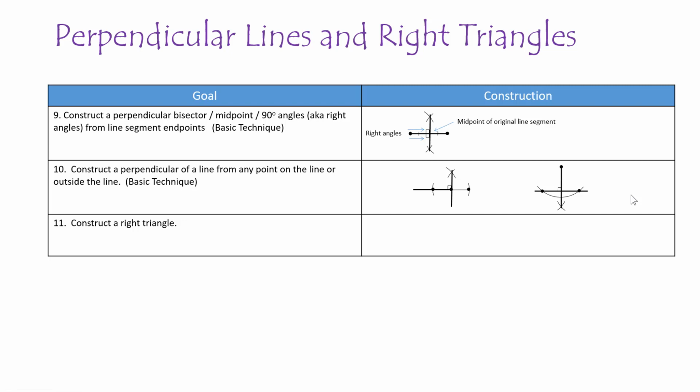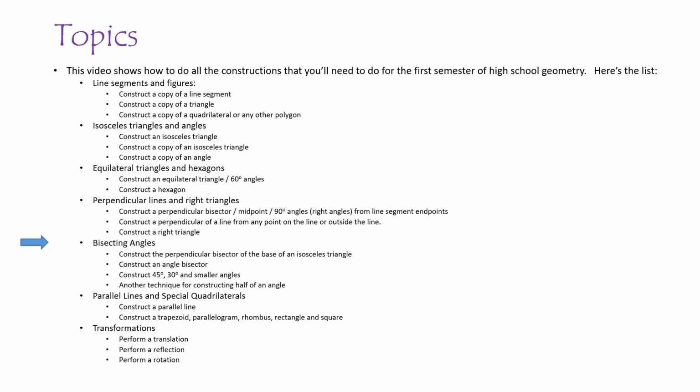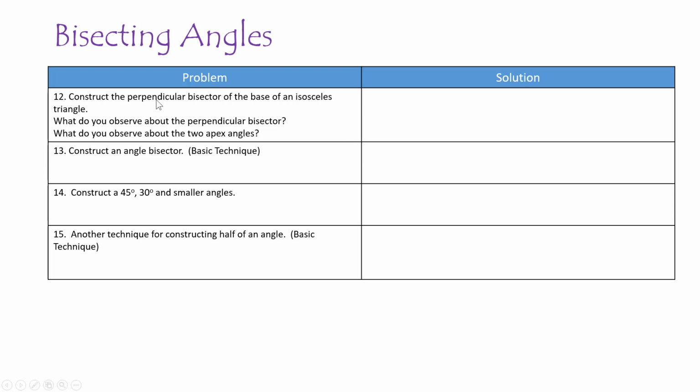That's it. Now if you want to make a right triangle, you create a right angle using these techniques, and then you fill in the triangle. So that's it. Our next subject is bisecting angles. This is cutting an angle in half. And I want to show you that first, to show you the basis for doing this, we're going to create a perpendicular bisector of the base of an isosceles triangle. You'll see what I mean, and that leads us right to being able to do an angle bisector.